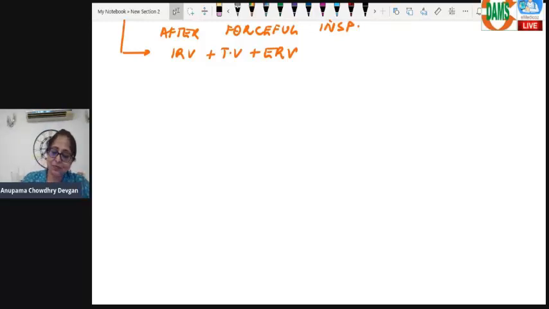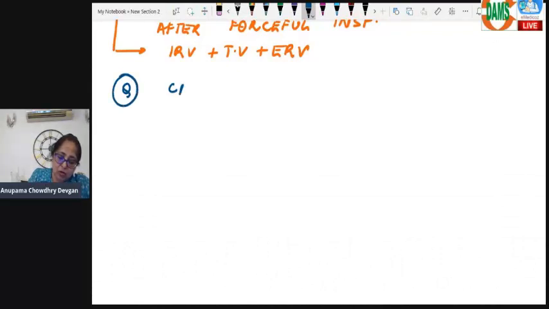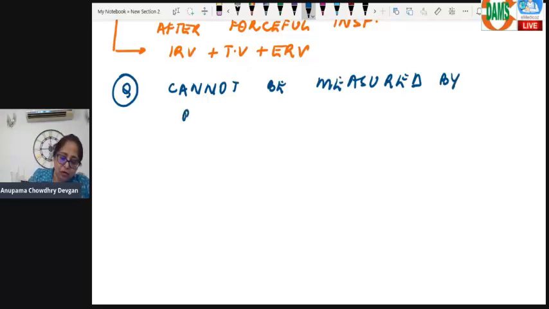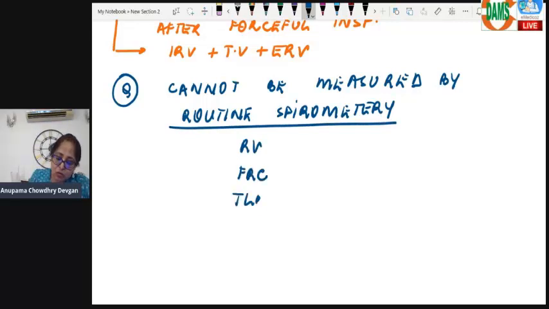All right, next let's go on to: which of the following lung volumes and capacities cannot be measured by routine spirometry? This is residual volume, functional residual capacity, and total lung capacity. All of these cannot be measured by routine spirometry.